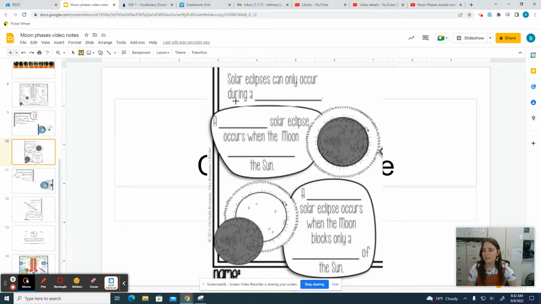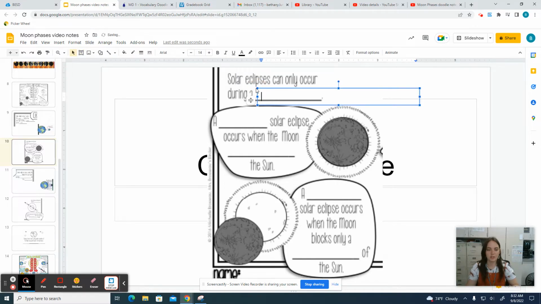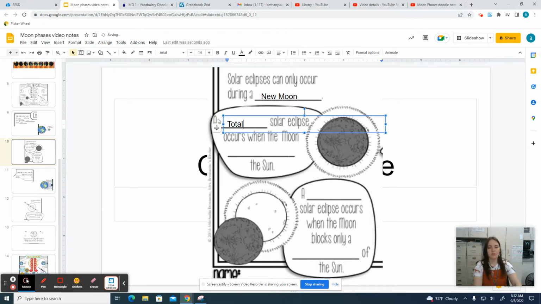Solar eclipses can only occur during a new moon. This is when the moon blocks the sun's light. Okay. A total solar eclipse occurs when the moon completely blocks the sun.